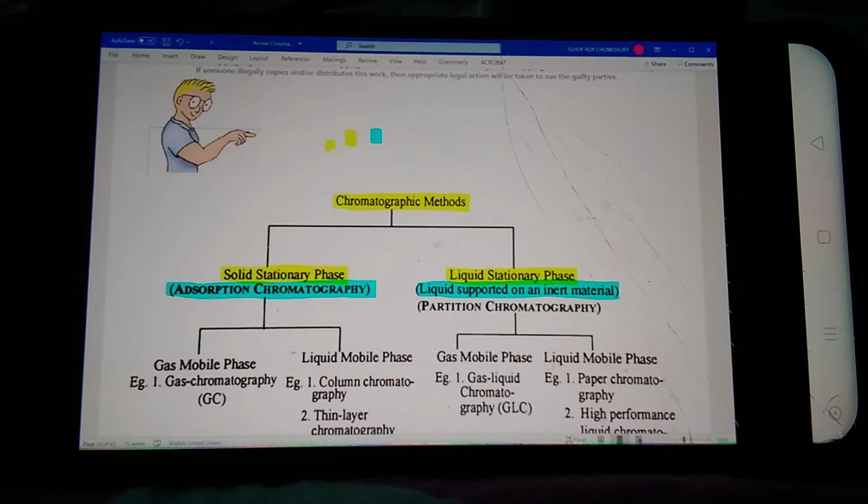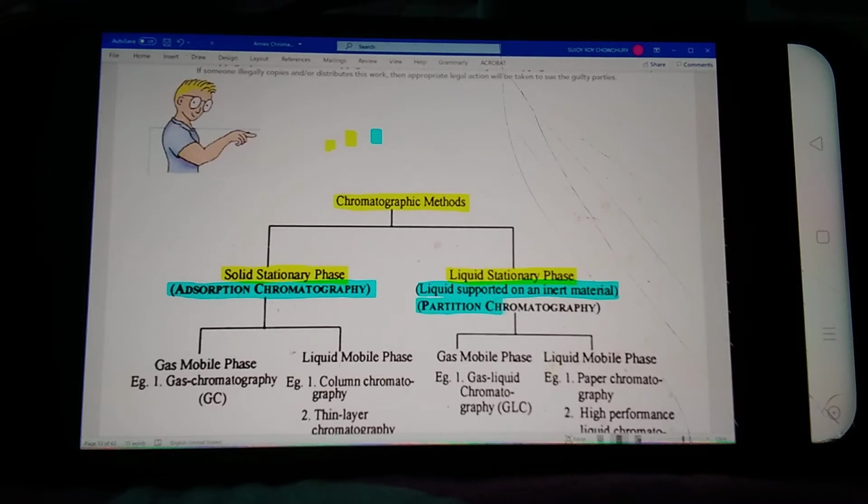In paper chromatography, you will find that the paper was not the stationary phase. Something else was the stationary phase. It was water in the pores of the filter paper that was acting as the stationary phase, and the paper was only acting as an inert support, nothing else. I will come to that, have patience. Now, this liquid stationary phase is called partition chromatography.